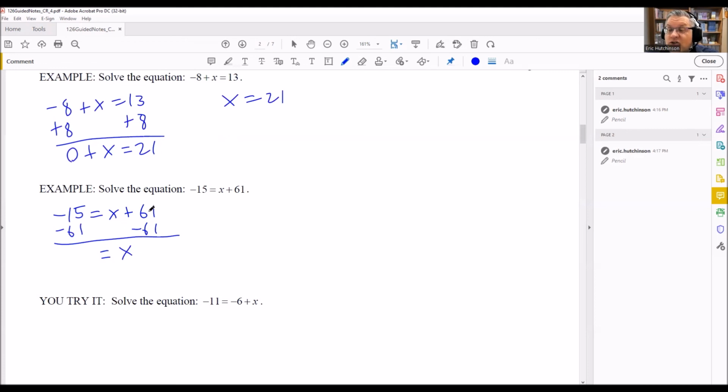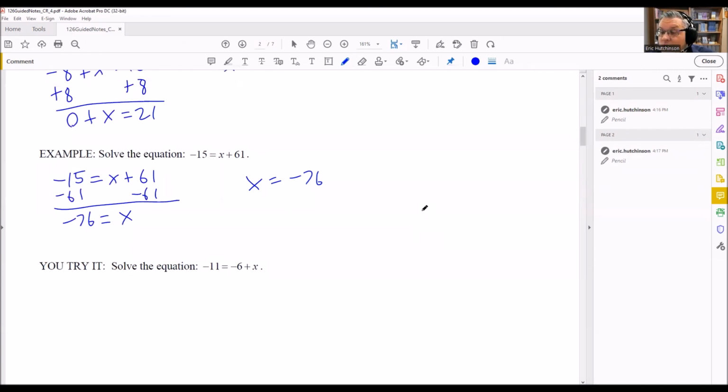61, negative 61, that's a 0. I don't need to write that. That's fine. And I have negative 15 minus 61. That's going to give you negative 76. So that's the answer. We can even just rewrite it. Put the x on the left-hand side. x equals negative 76. Again, you could always plug it back in to check to see if your answer is right or not. And let's do one more here.